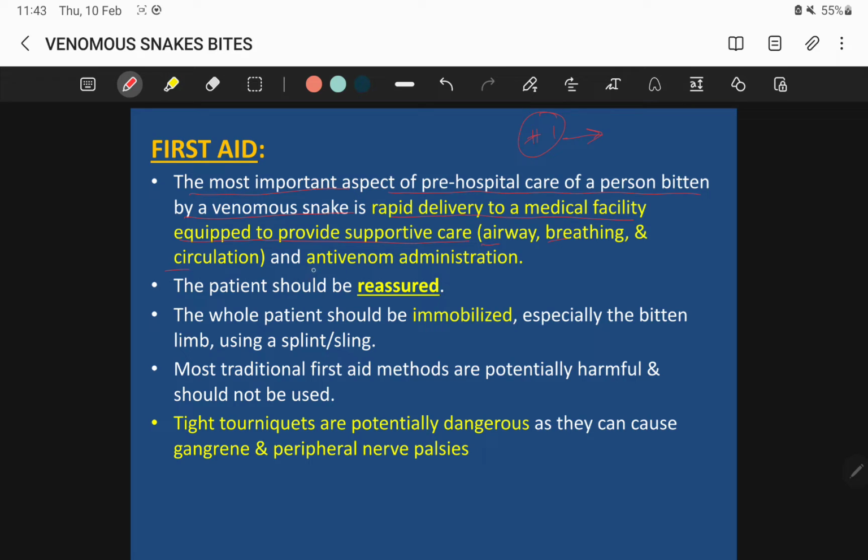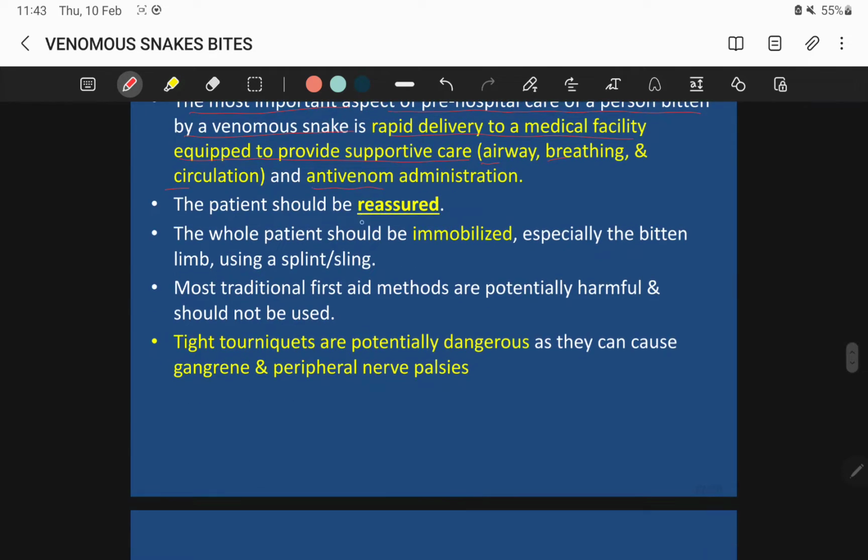We should also know where the antivenoms are available. It is mostly available in government hospitals and army hospitals, right? So you should take the patient to a hospital that has anti-venom administration. Another thing is the patient should be reassured, and the whole patient should be immobilized. You should not move the body part that is bitten, right?